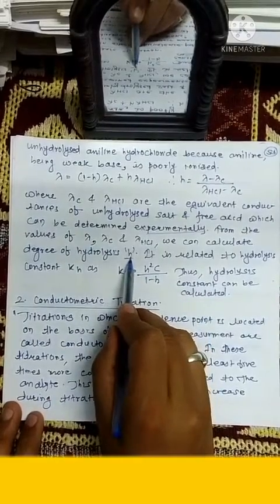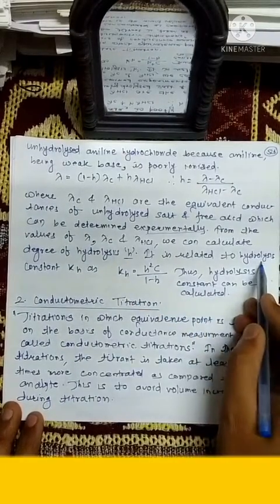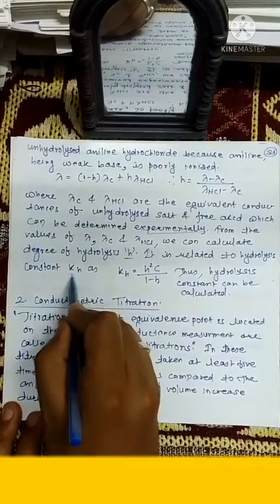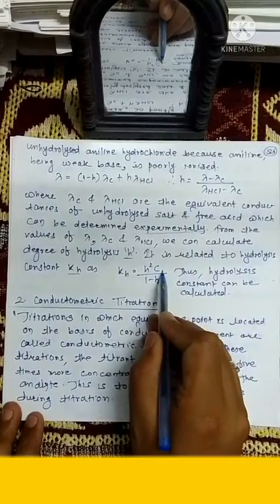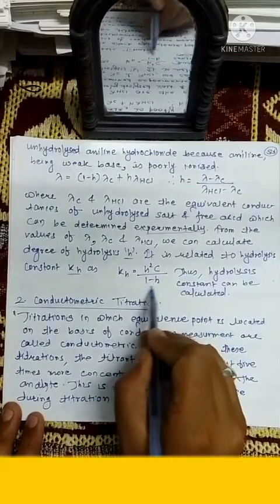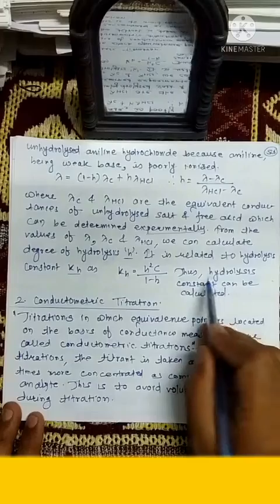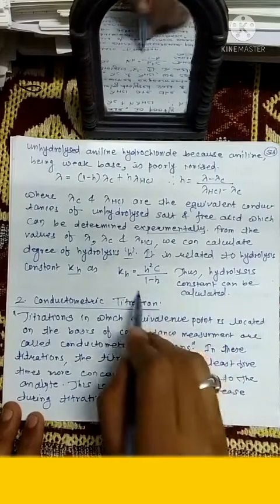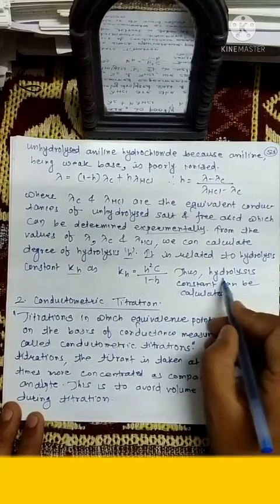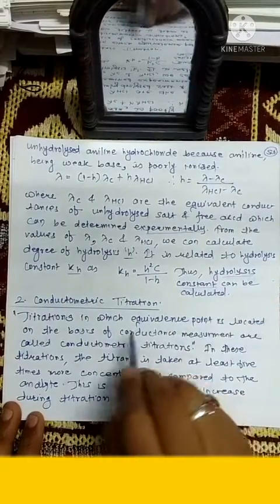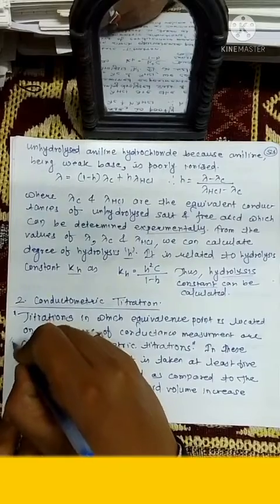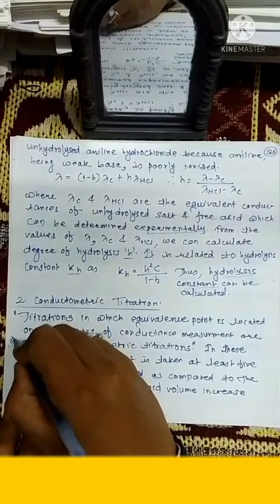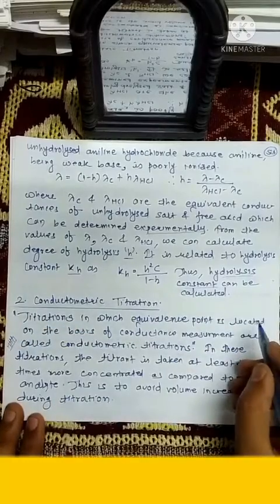This degree of hydrolysis is related to the hydrolysis constant, Kh. So Kh is equal to h square multiplied by C divided by 1 minus h. And from this equation, one can easily calculate the hydrolysis constant. This topic is very important because a sure-shot 2-marker question comes from it.